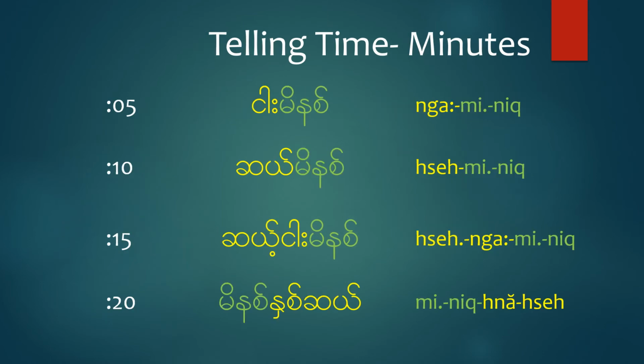So as we tell time in minutes here, let's look at the way that we would say that in minutes. So 5 minutes after the hour is nga minute. 10 minutes after the hour, se minute. 15 after the hour, senga minute. 20 after the hour, minute na se. Oh, wait a minute. For some reason, 20 after the hour, the word minute comes before the number. Why is that? Well, let's look and see.